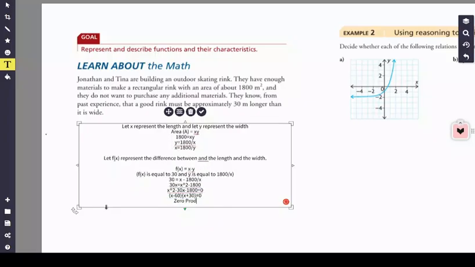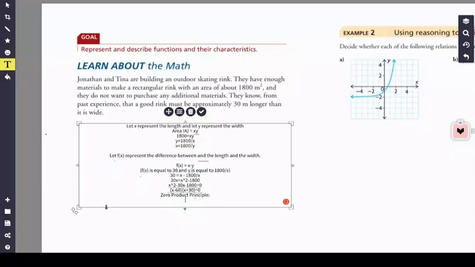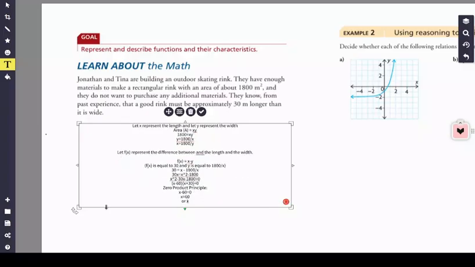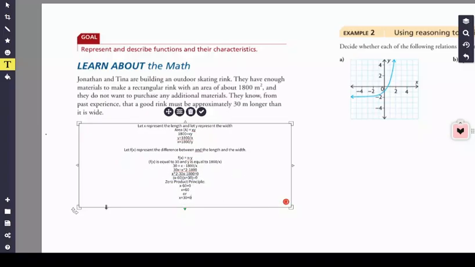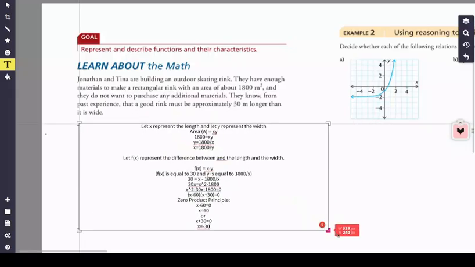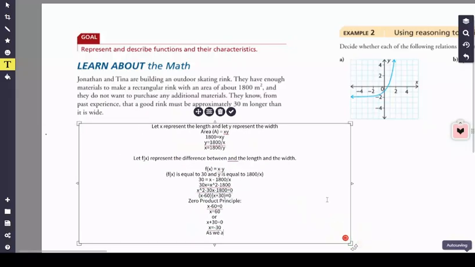And using the zero product principle, stating that when we have two values and they multiply each other to equal 0, then one of them must be equal to 0. So x minus 60 equals 0, x equals 60, or x plus 30 equals 0, and x equals negative 30. And since we're talking about length, width, dimensions, we know that the values cannot be negative. So x equals 60.